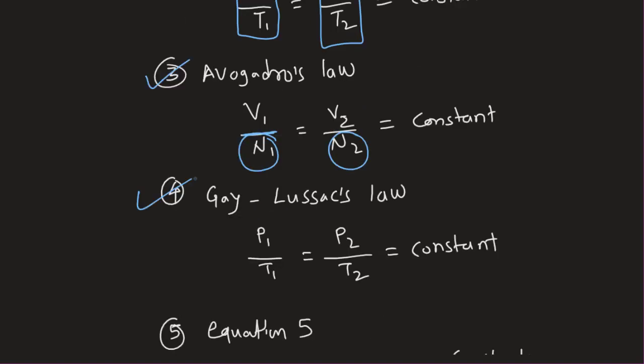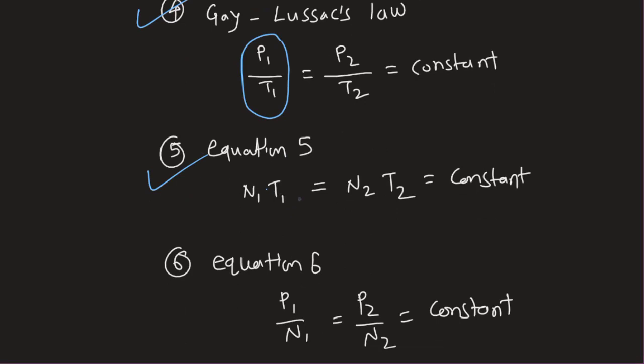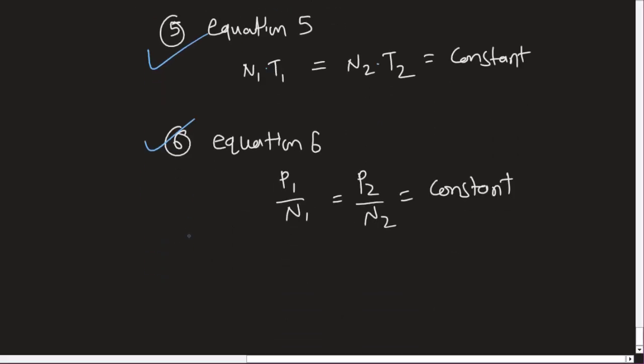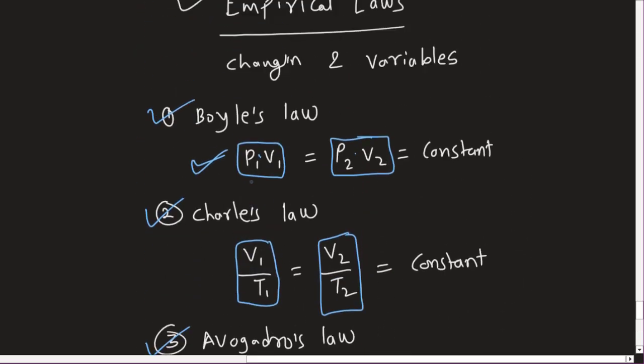Next one is Gay-Lussac's law. Over here, we are taking the ratio of pressure and temperature, and that ratio is constant if all other variables are constant. Next equation is N1T1: the product of number of molecules and temperature is constant if other variables like pressure and volume are constant. Then equation 6 says that the ratio of pressure and the number of molecules is constant if other variables are constant.